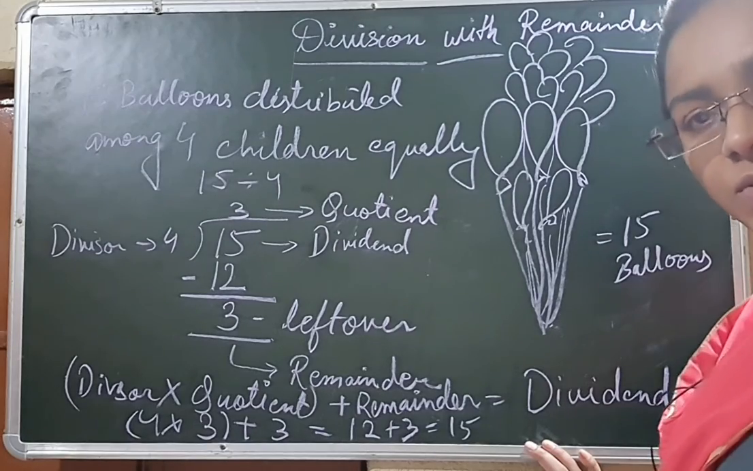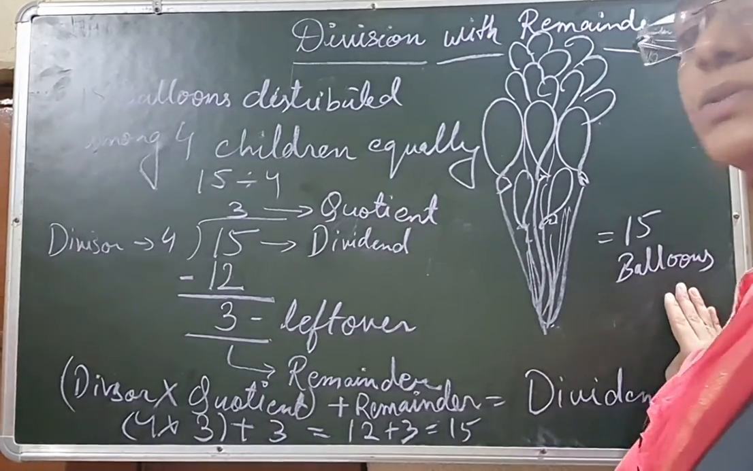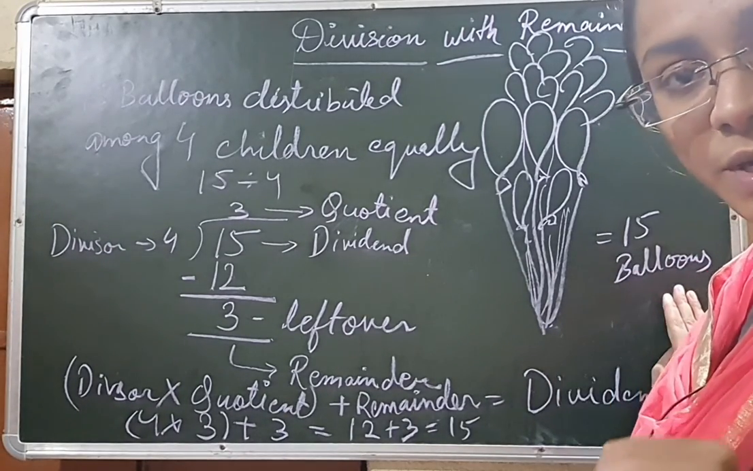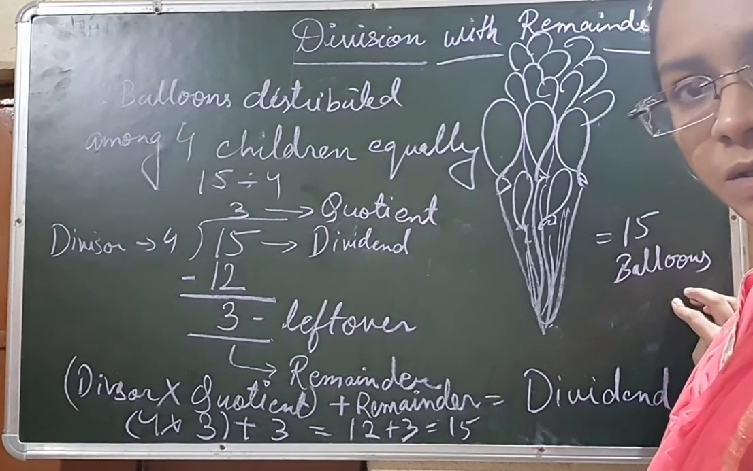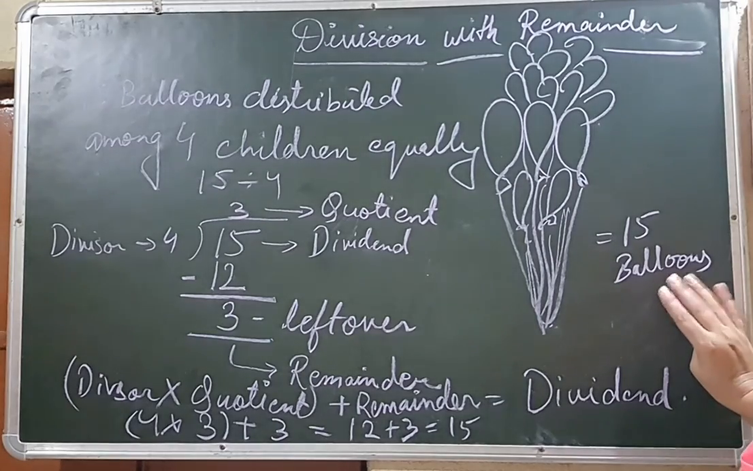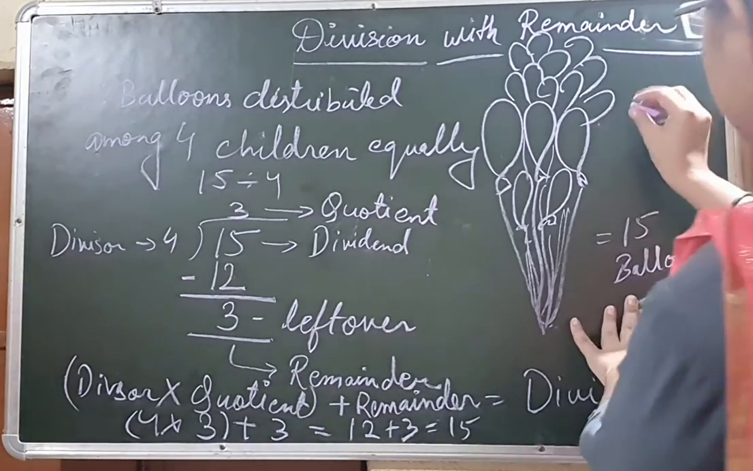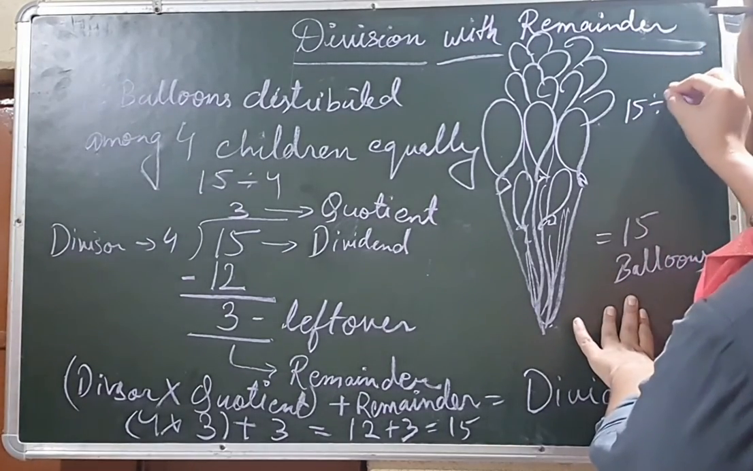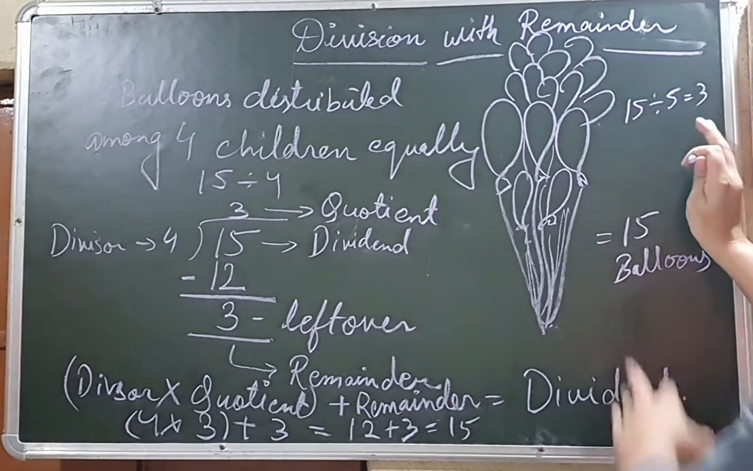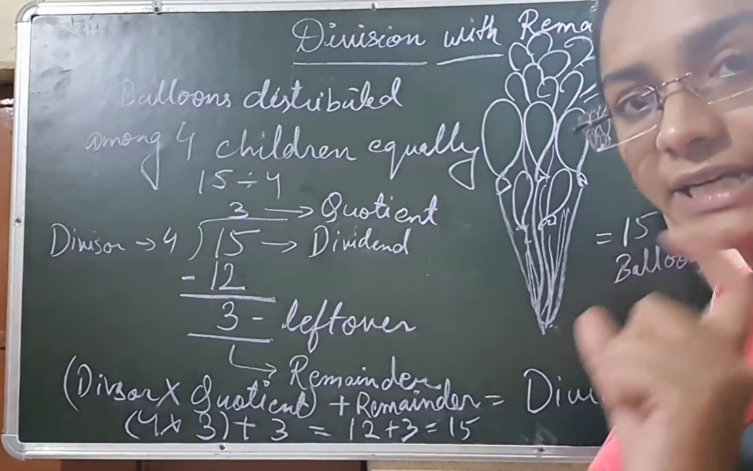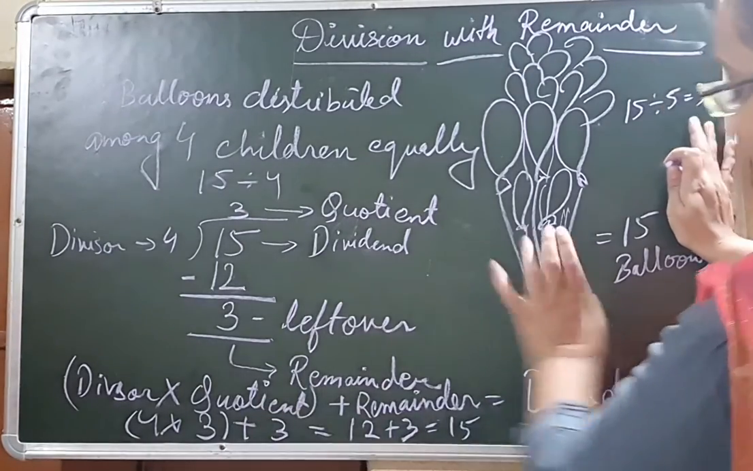Okay students, listen, if the same 15 balloons are going to be divided among 5 students, it can be easily divided. Yes or no? 15 divided by 5 is equal to 3. You must also know that division is the opposite of multiplication. From there this formula has been derived.